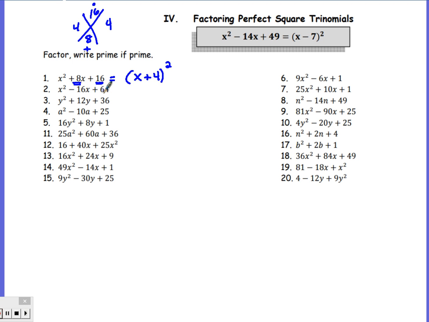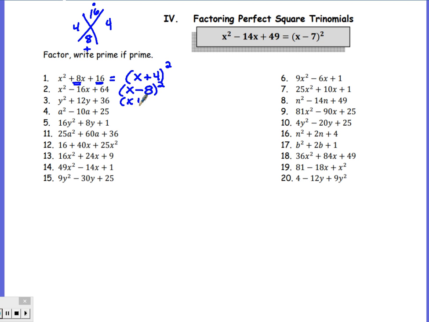All right, and here we have 8 times 8, 8 plus 8, but wait, I need it to be negative, so they both need to be negative. X minus 8 squared. Negative 8 times negative 8, negative 8 plus negative 8. All right, here, what times what? What plus what? 6 times 6, 6 plus 6.